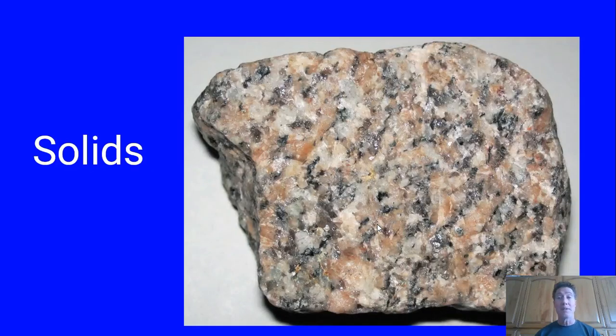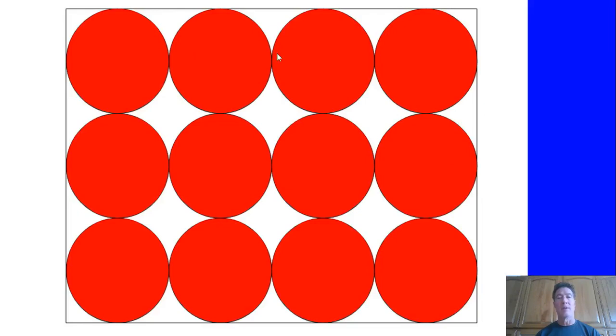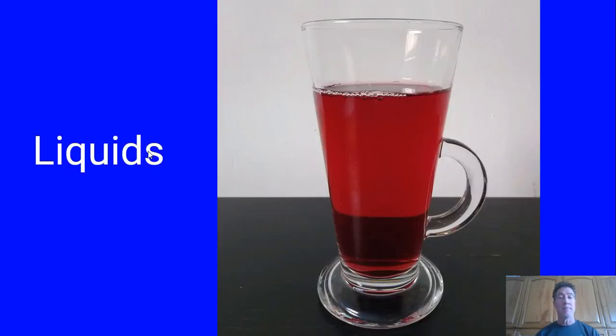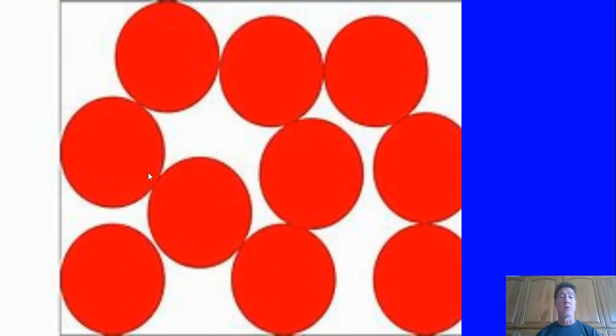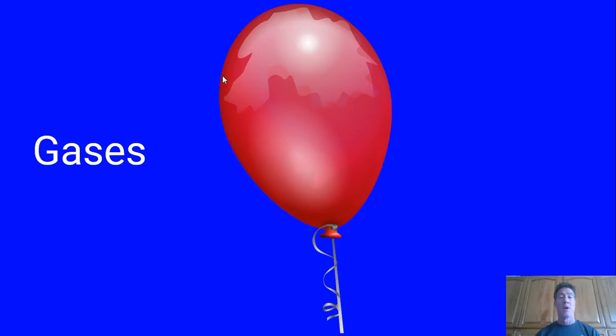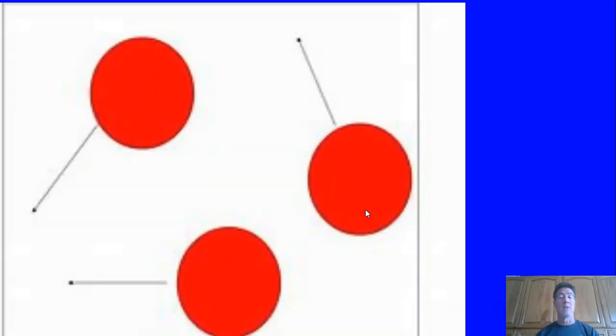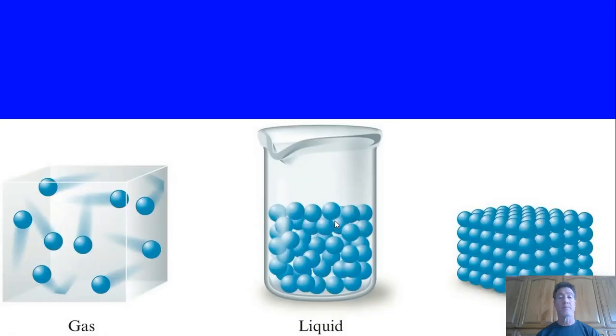You've got solids, like this piece of rock, where the particles of the rock are very tightly packed together, and there's very little movement. You have liquids, where the particles are, again, tightly packed together, but they can slip with respect to each other. And you have gases, where the particles are very, very small and very, very far apart, and they move basically at will. So these are the three basic states of matter: a solid, a liquid, or a gas.